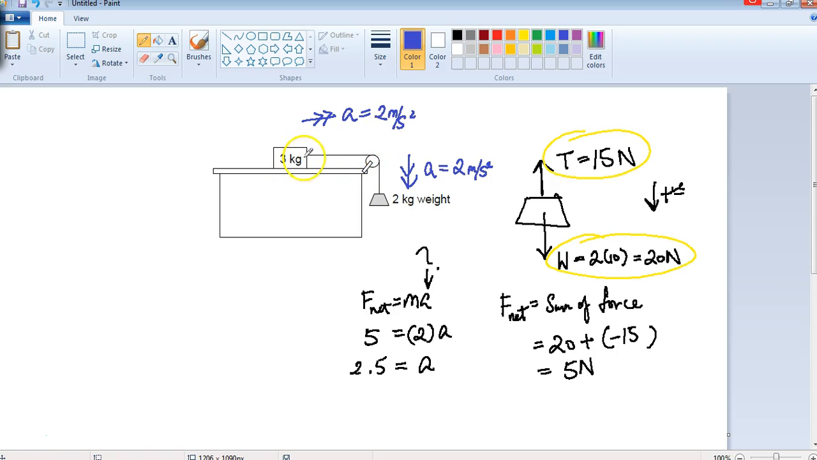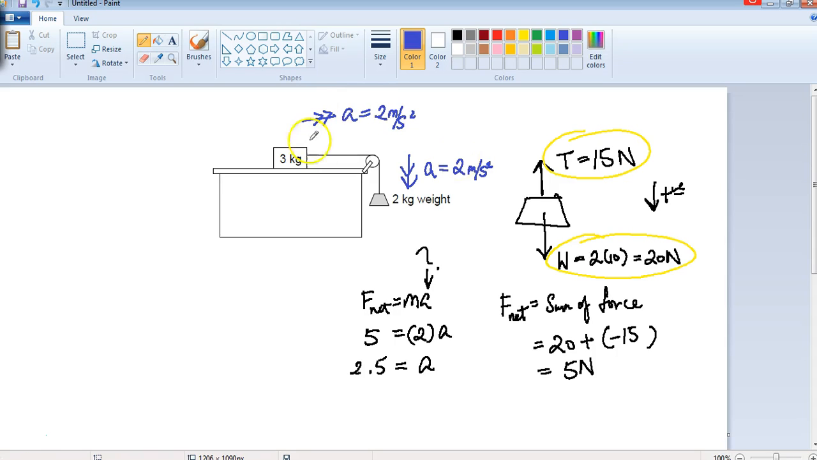Okay, because this guy is moving faster. Now, in another case, if this guy has a greater acceleration than this one, the rope will definitely break because this guy is moving faster and has a greater acceleration than this. So in order for the rope to be in tension and also be intact, the acceleration of the 3 kg block and the 2 kg block must be the same.